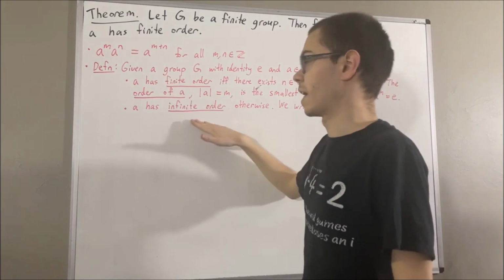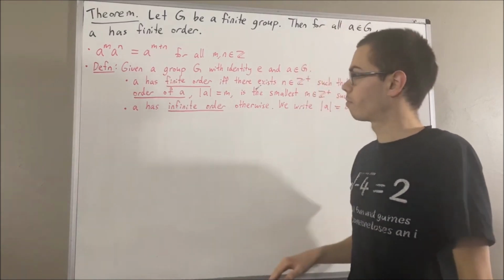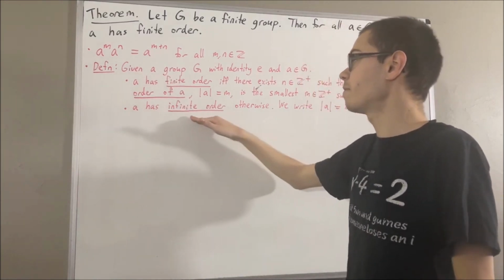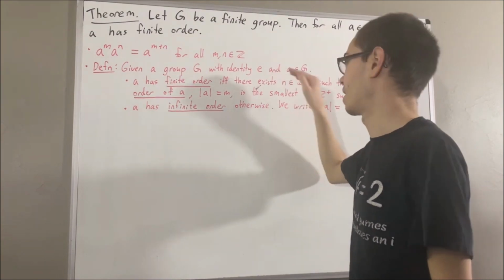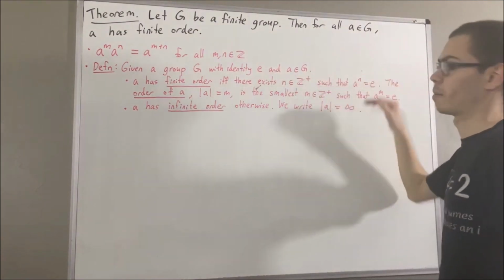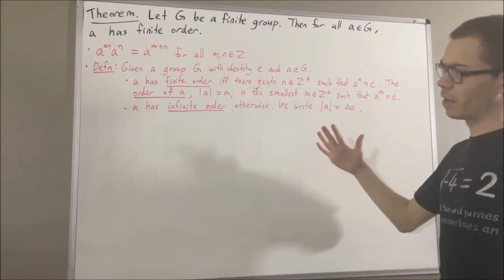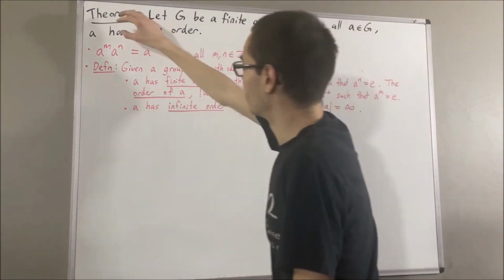Otherwise, we say A has infinite order. So in other words, to say A has infinite order means there does not exist a positive integer n with this property. Okay, so now let's get into proving this theorem.